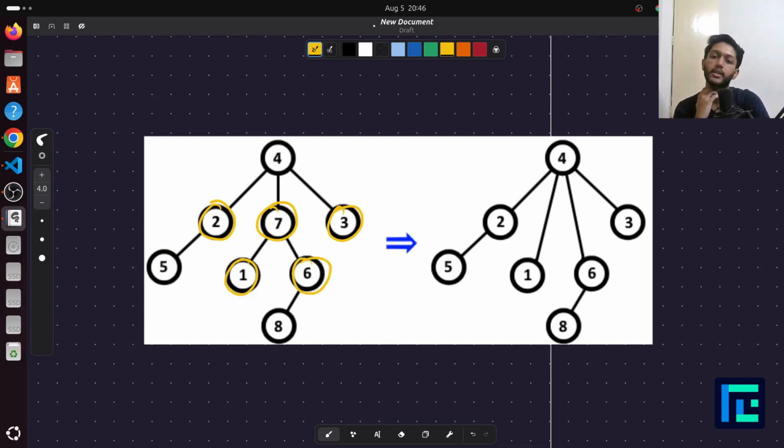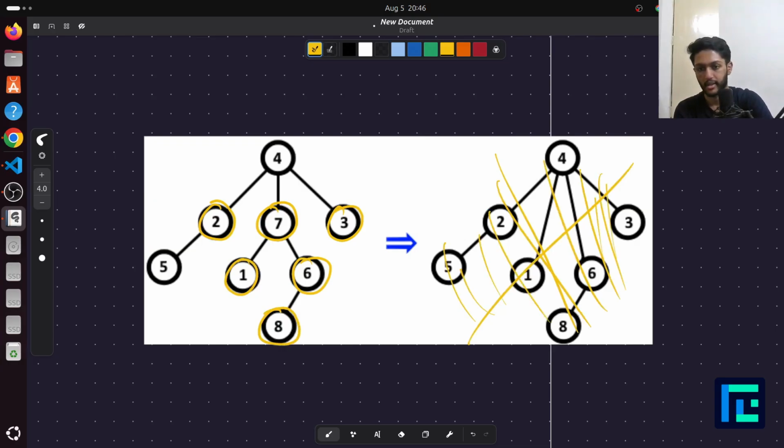In this case we have to determine the order of deletion. Even this one is also yellow. Just ignore this thing, it doesn't matter. One thing I forgot to tell you: when you delete a node, all of its children get connected to its parent. Like here the children of 7 are 1 and 6, so they will connect to its parent, which is 4. That's what they are showing here.